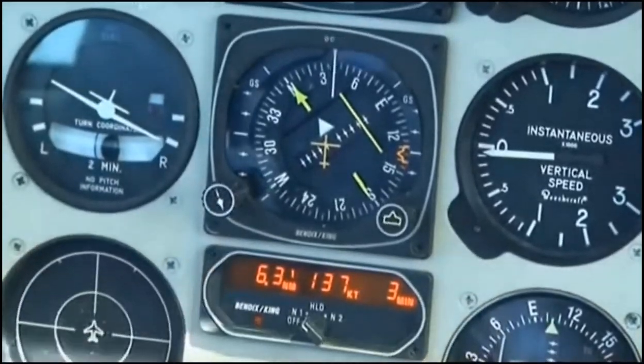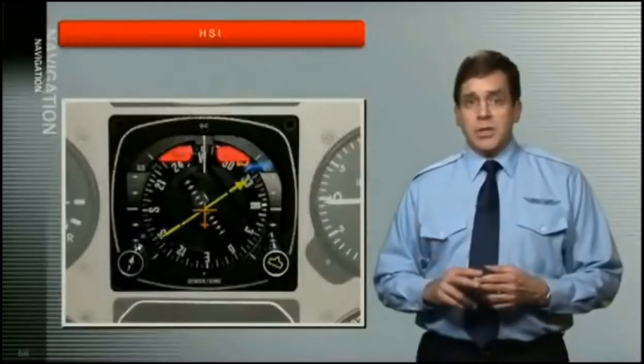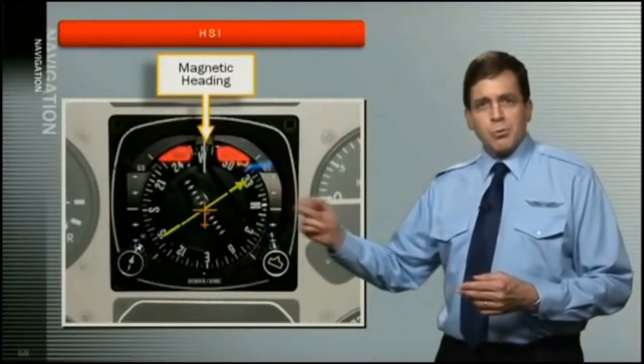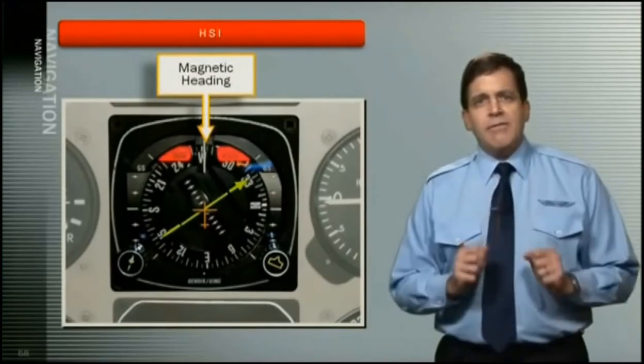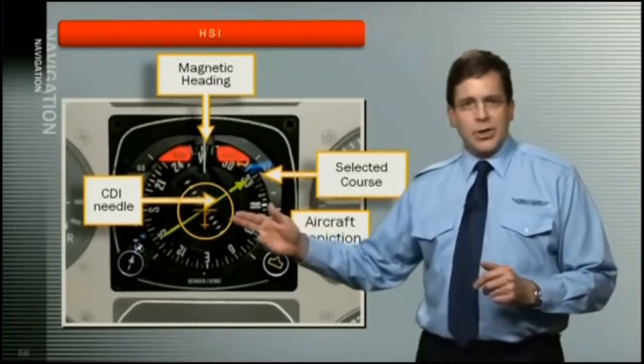While not strictly a navigation system, the horizontal situation indicator, also referred to as the HSI, is unique in the way it displays navigation data from various navigation sensors such as VORs, NDB, GPS, and others. The HSI is actually two instruments in one: a heading indicator, as you can see from the compass rose display, and a VOR indicator. The aircraft depiction is in the center.